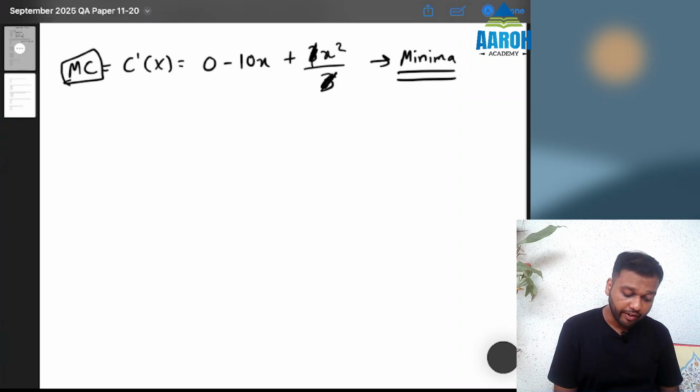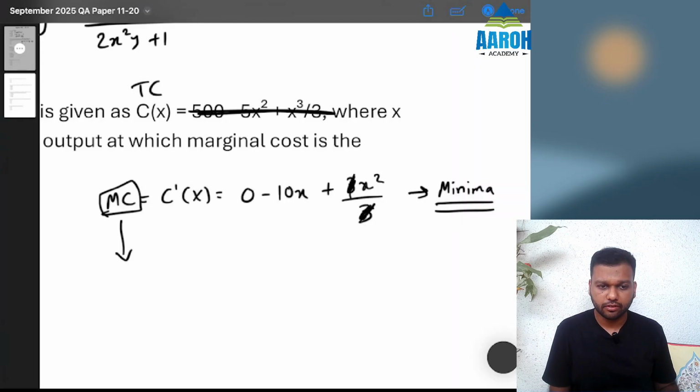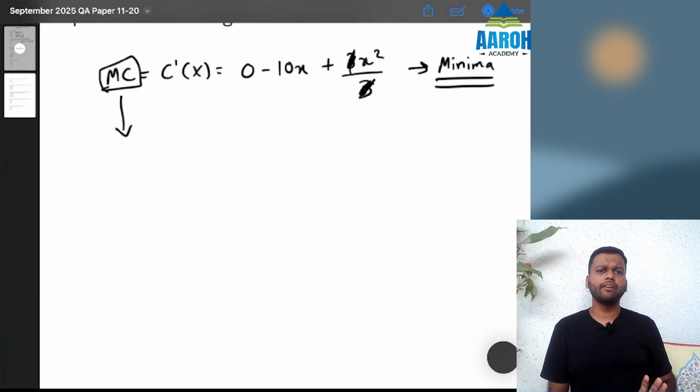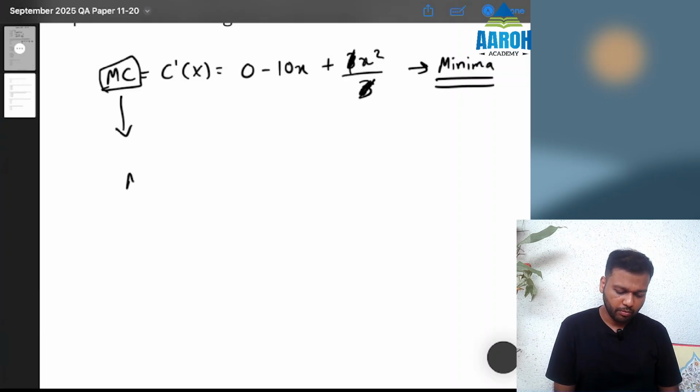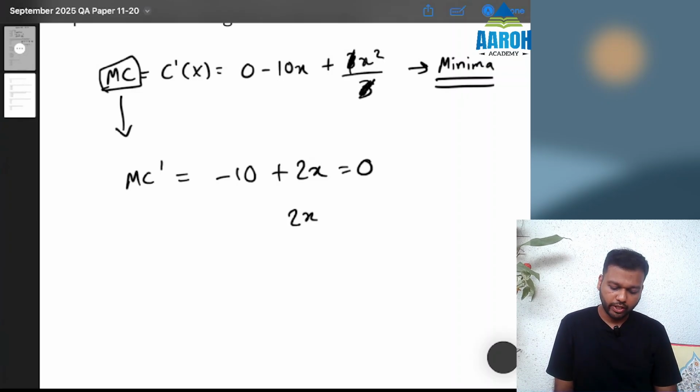We have to take the derivative of marginal cost. Forget about this derivative now, that is done. We have nothing to do with this total cost, forget about this. They are asking when is the marginal cost minimum. So let's take the derivative of marginal cost. So the marginal cost derivative will be minus 10, plus the derivative of x square, which is 2x. We have to set this as equal to 0. So that means 2x will be equal to 10 and x will be equal to 5.